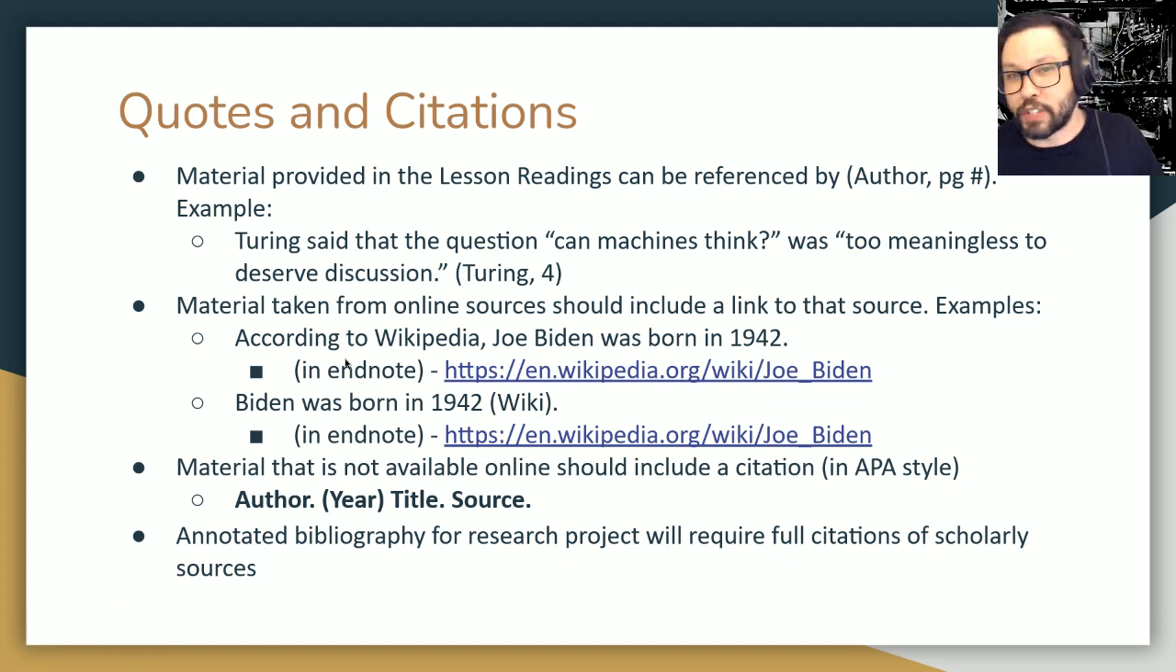Here's another way of doing the same thing. I might say that Biden was born in 1942 and then just put in parentheses, Wiki. So one way is talking explicitly about the source as part of the prose of your essay. But the other way is just saying the fact and then saying where you got the fact. Here, Wiki is just in parentheses. This tells you the source. And then in the endnotes, there's a link to Wikipedia.